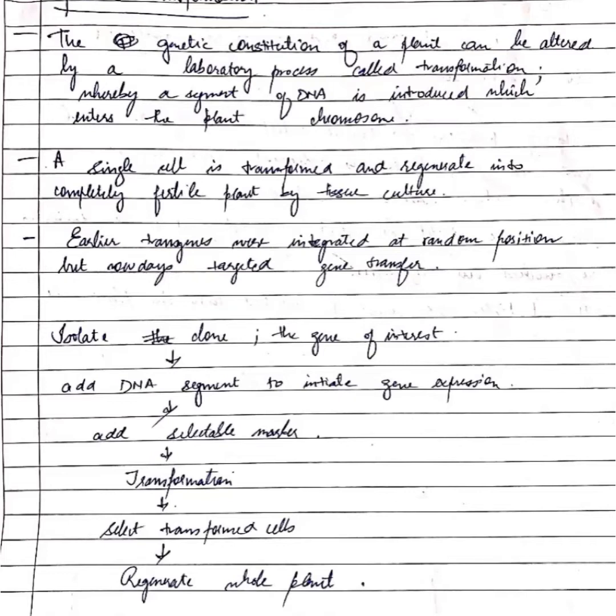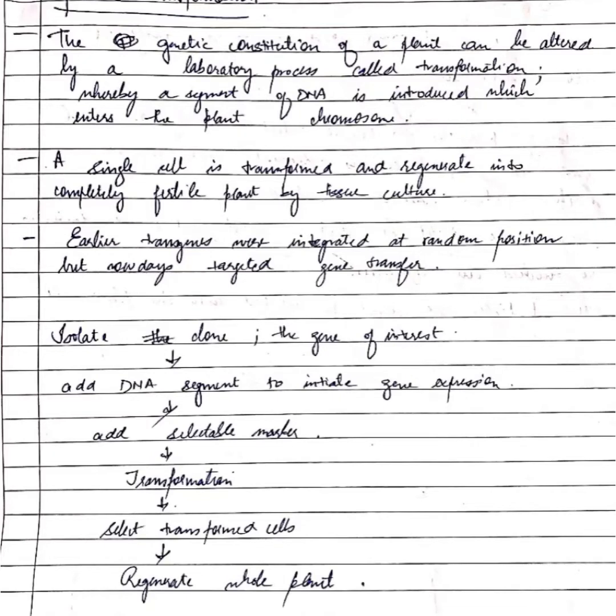The steps are given below. We isolate the clone, that is the gene of interest, and then add a DNA segment to initiate the gene transfer. Then we add a selectable marker to it, that is transformation, and the selected transformed cells regenerate into a whole new plant. So that is how genetic transformation takes place.